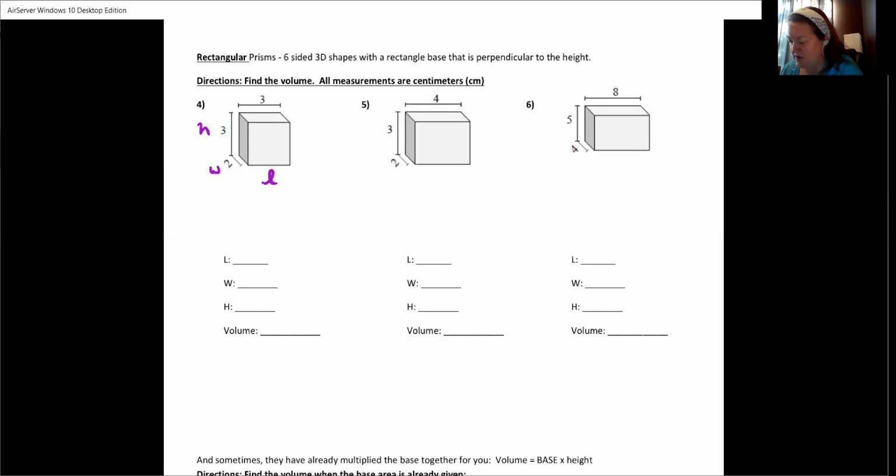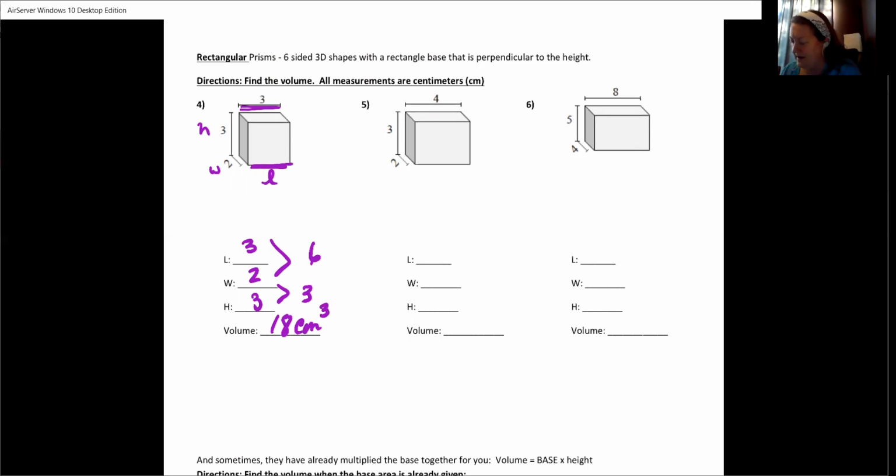So length, I'm usually looking for it down here, but did you notice they just put it up here? No big difference. Okay, so our length is going to be a 3, our width is a 2, our height is a 3. So when I multiply these, I'm going to get 6 times 3, that is 18, and we're doing centimeters cubed. This time I won't forget the cubed.